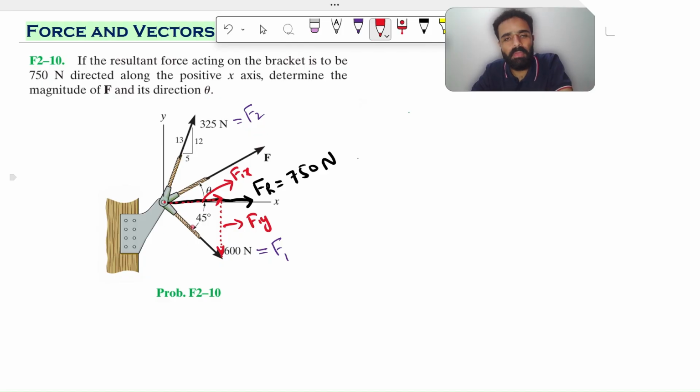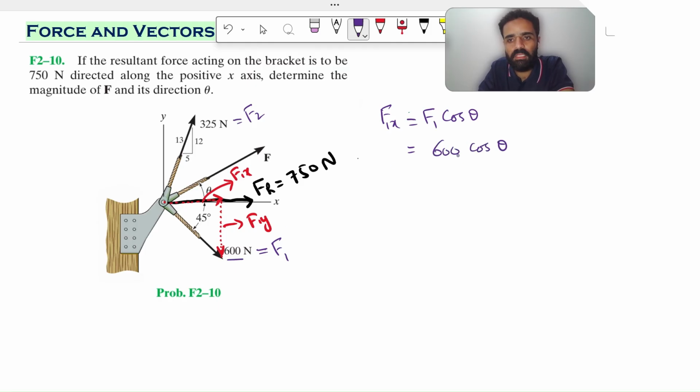Now I will be applying basic trigonometry, cos theta and sin theta, to find the values of F1x and F1y. For F1x, I will be applying the cos theta formula, which is F1 times cos theta. I will be putting the value of the F1 force, which is 600, times cos of theta, where the value of theta is 45 degrees. So the value of F1x will be equal to 424.3 Newton. Its direction is on the right side, so it will be positive.